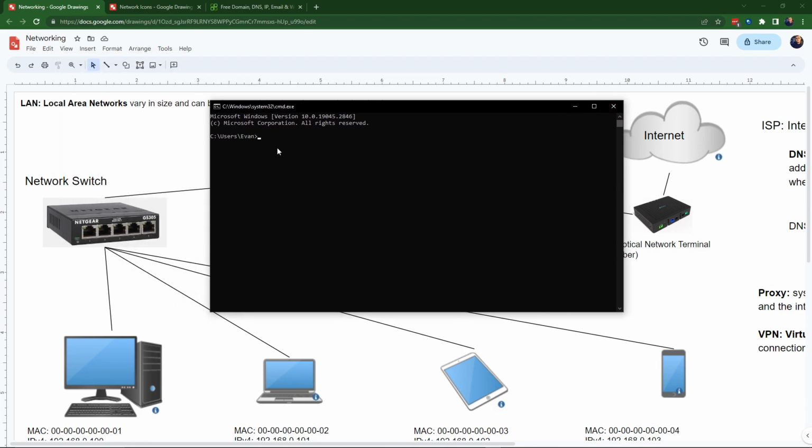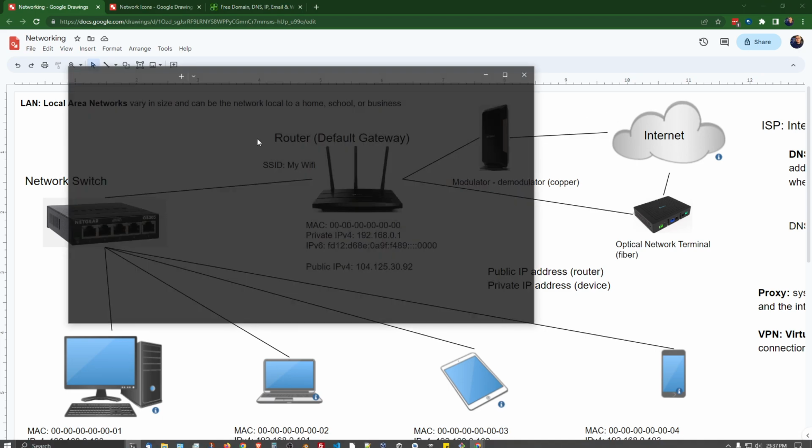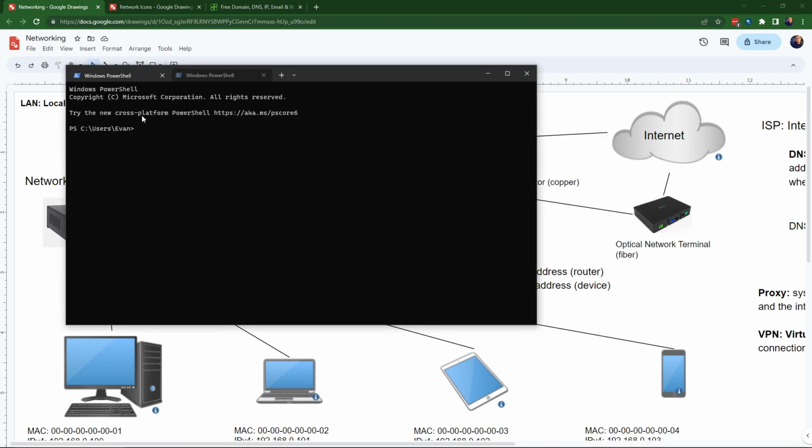Now I'm going to use something a little bit different because I'd like to make the image bigger and allow you to see it, but this is what you're going to use. So I'm going to use a little Windows terminal tool here, and open up a command prompt. Make it a little bit bigger.